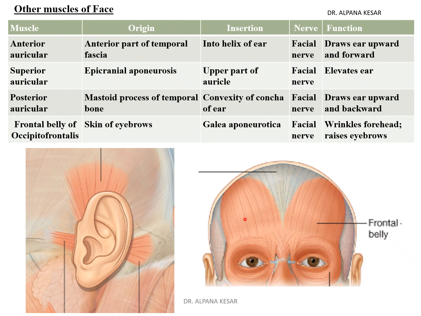Frontal belly of occipitofrontalis muscle is a muscle of the scalp. Origin of frontal belly is from the skin of the eyebrows and it gets inserted in the galea aponeurotica. The action of the muscle is to raise the eyebrows and wrinkle the forehead. It produces horizontal wrinkles on the forehead. All these four muscles, that is anterior, superior and posterior auricular muscles and frontal belly of occipitofrontalis, are supplied by branches of the facial nerve.